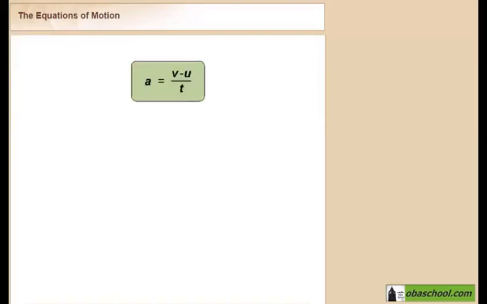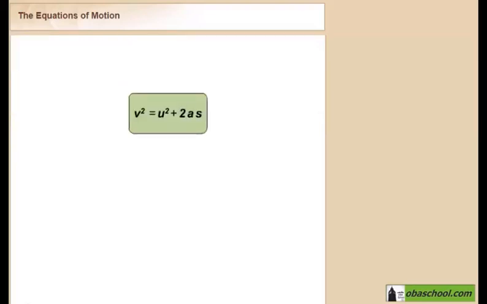Then, the second equation of motion is given by v squared is equal to u squared plus 2as, where v is the final velocity reached by the object, u is the initial velocity of the object, a is the acceleration, and s is the distance covered. This equation is particularly useful in calculations where information about time is not given.